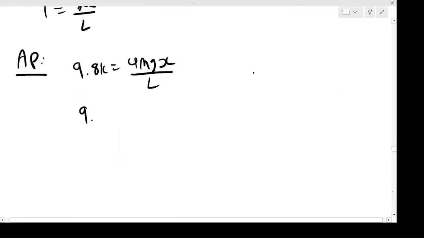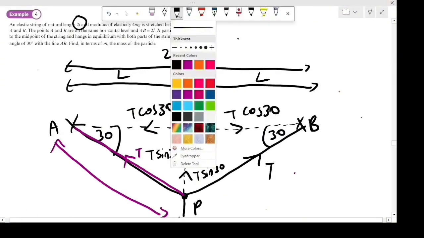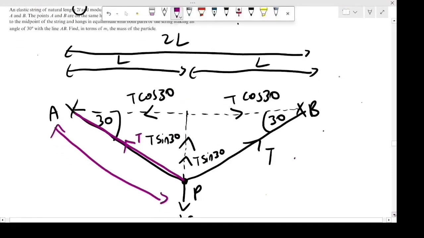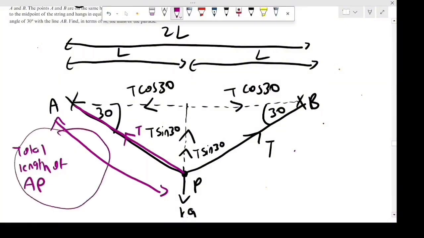So therefore 9.8K lots of L is 4mgx. And so there we are. I'm going to need to find the extension x for the string A to P. Now again, like with the last example, this length here is the total length of the string A to P. So if you want to find the extension of the string from A to P, we're going to need to find this total length here.